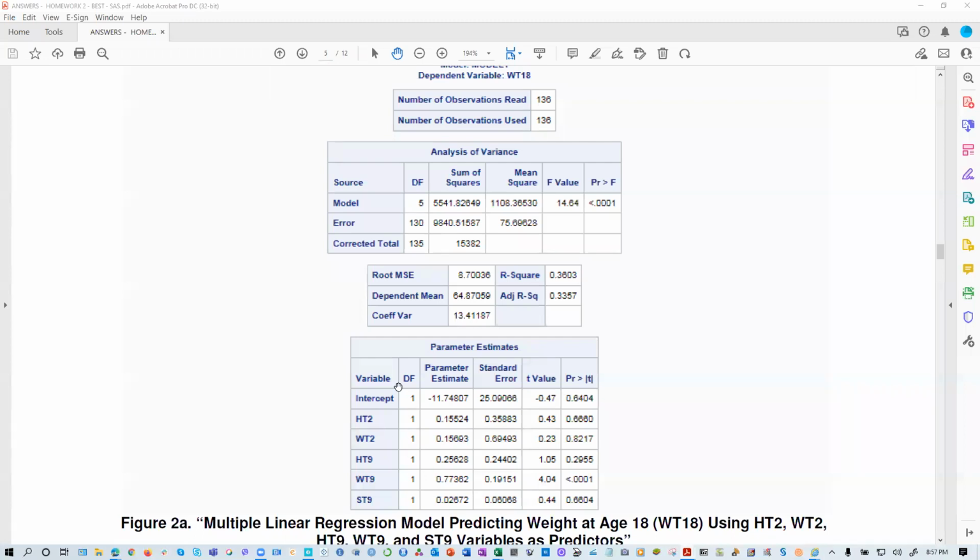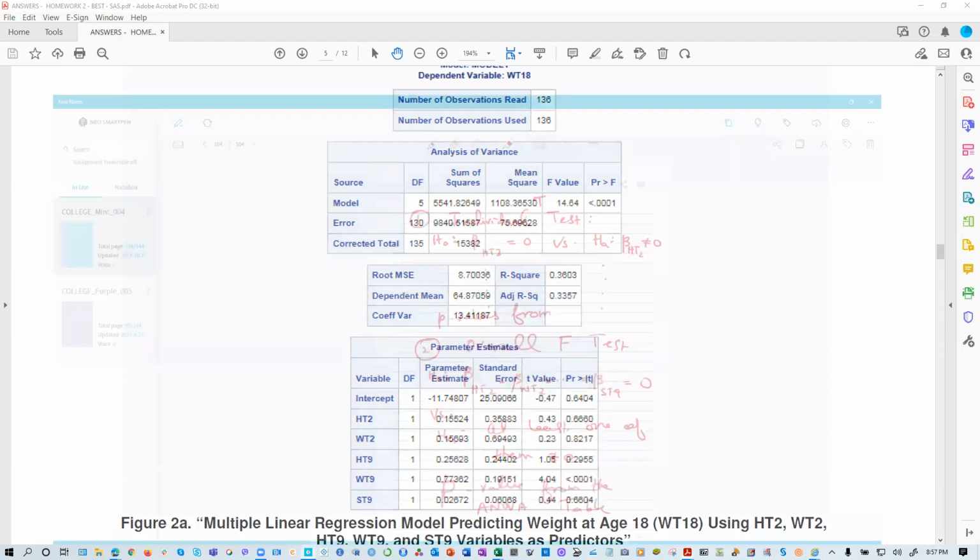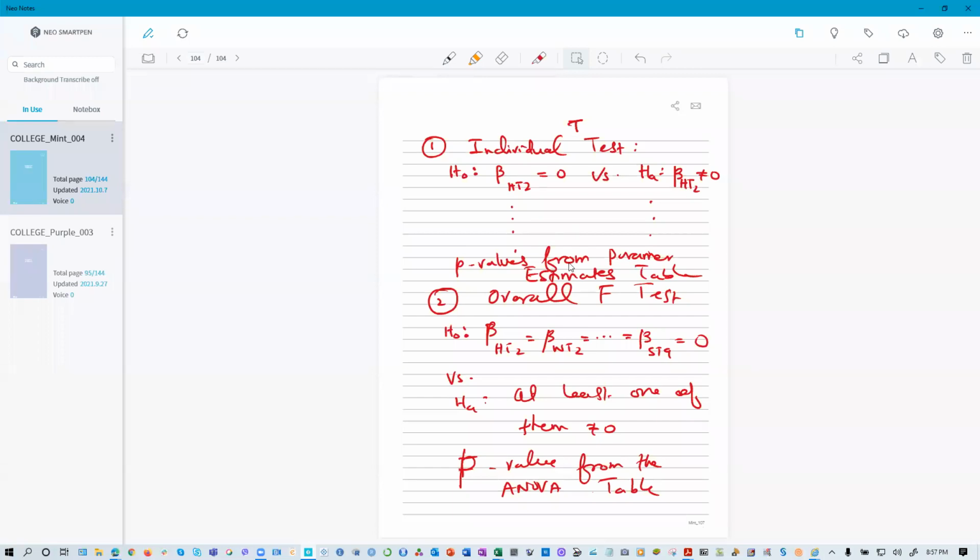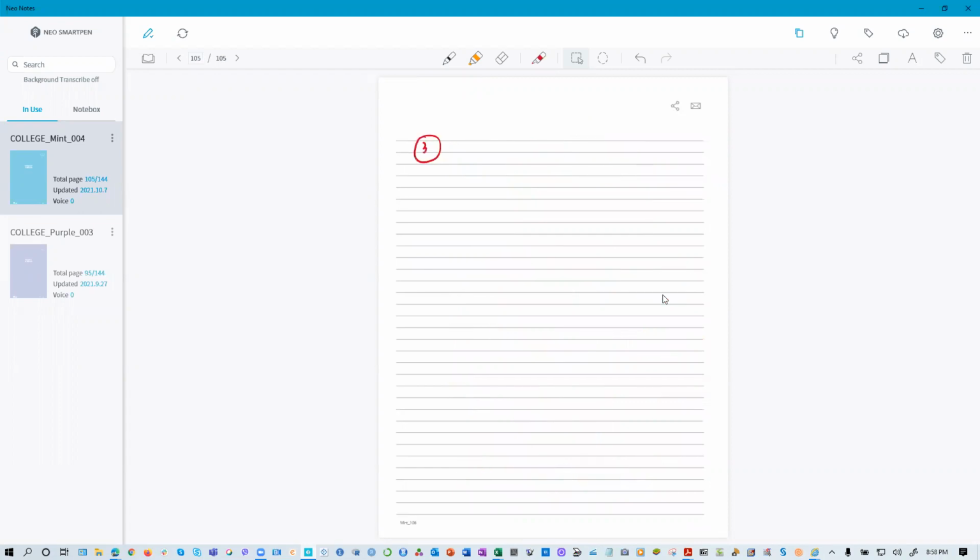This table, the parameter estimate table. Those p values come from the parameter estimate table. This is the p value from the ANOVA table, the overall test. In addition to that, yesterday we were talking about the partial test, the partial F test.